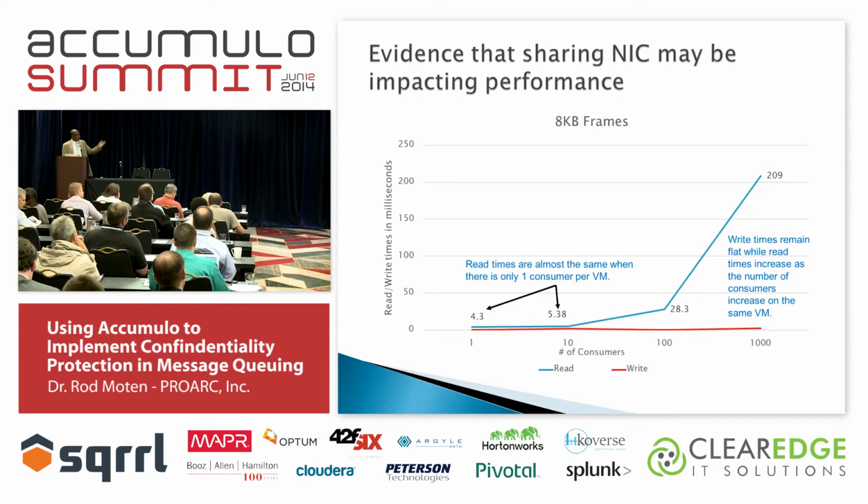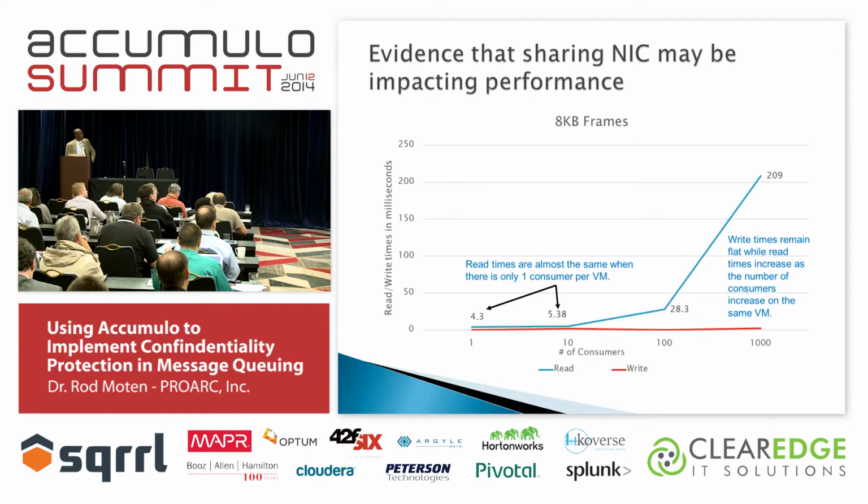We did see that in some cases sharing the NICs, the network cards, was a problem when we got to 100 consumers and 1,000. We were doing this on Amazon cloud, so we couldn't spin up 100 different VMs, and some of the consumers had to share. You can see as they shared from 100 to 1,000, even for 8 kilobyte frames, the times increase.